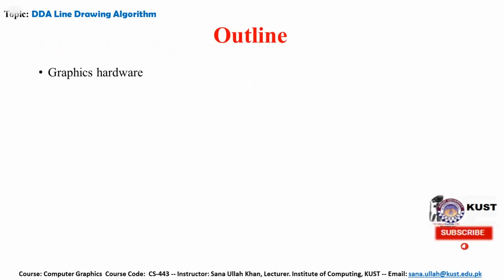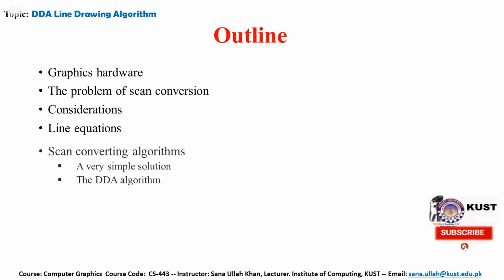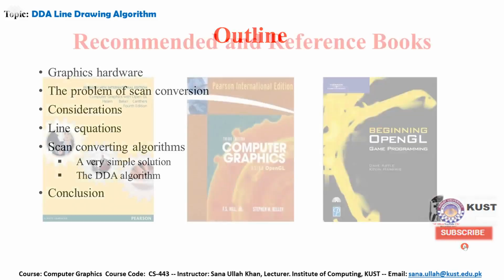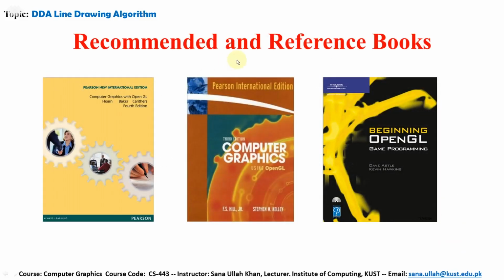This is the outline: computer graphics hardware, the problem of scan conversion, considerations, line equation, scan converting algorithm, a very simple solution, and the second one is the DDA algorithm. After that, conclusions. This is the list of recommended and reference books. This book is recommended: the 4th edition of Computer Graphics with OpenGL by Hearn, Baker, and Carithers. And these two are the reference books.